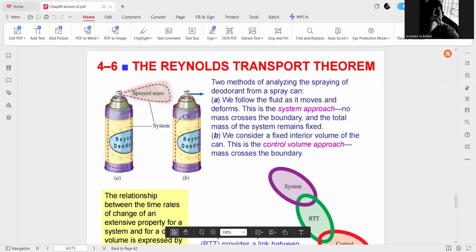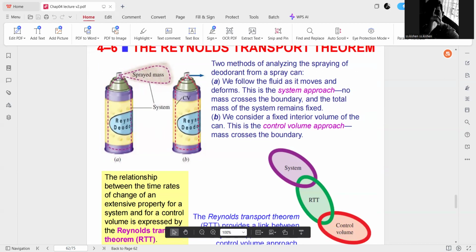Reynolds transport theorem, or RTT for short, bridges the system approach and the control volume approach. The system approach is tracking fluid particles, and the control volume approach is examining a fixed region in space through which fluid flows.